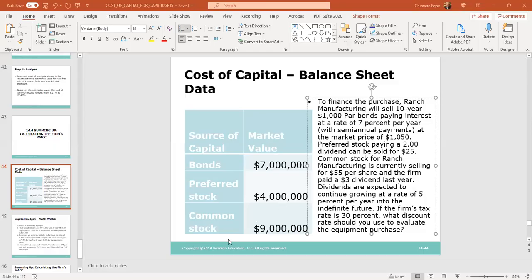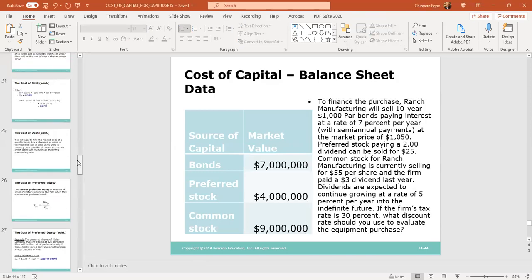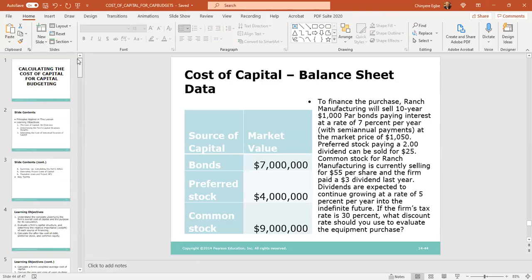So I'm going to share our screen to illustrate the points to you. Okay, so I'm going to go to the beginning of the screen, the beginning of the PowerPoint slides.